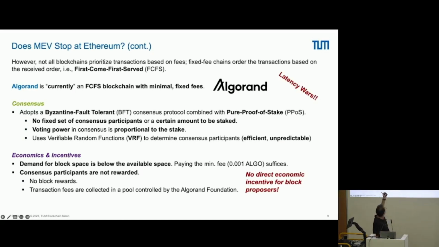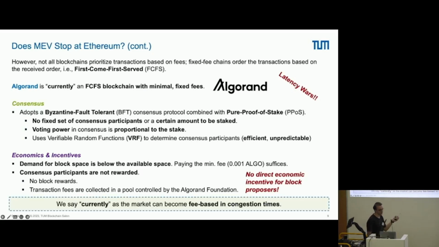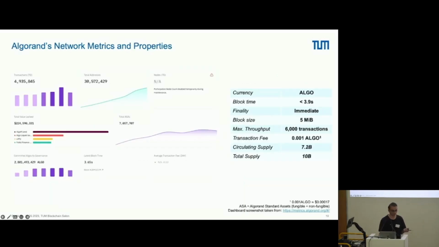Here we say Algorand is currently a first-come, first-served blockchain because in congestion times, you can actually prioritize your transaction with fees. So it's a hybrid mix of fee-based and order-based transaction prioritization. All these properties make it interesting to analyze MEV on Algorand, and that's the point where we are focused. Another interesting property of Algorand is the block time. It's pretty fast, which again changes the whole MEV dynamics, and the transaction fees are pretty minimal.